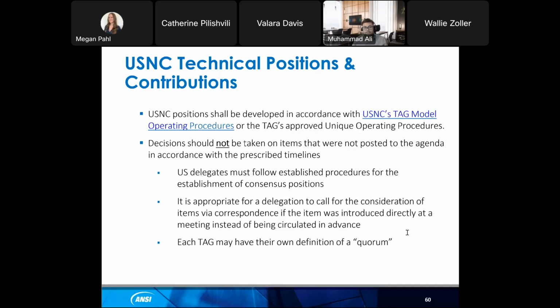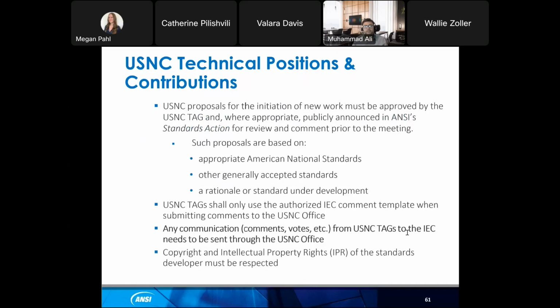If you move on to the next slide, the USNC technical positions, in terms of the proposals themselves, the new proposals, should of course go through your USNC tag, as well as be debated, discussed and agreed on before the meeting. If the USNC tag is commenting on an IEC document, then they should follow the approved IEC comment template that is already available on the IEC webpage, as well as, I think, the USNC tag toolbox.